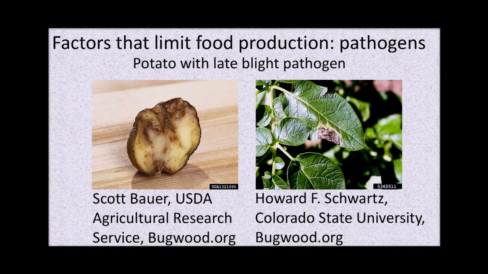So obviously competition can limit the production of food, but so can pathogens. This is an example of a pathogen that you might have heard of. Late blight is the disease that resulted in the Irish potato famine. So this is a very devastating disease for potato crops. You can see a diseased potato on the left. It's been very heavily damaged by this pathogen.